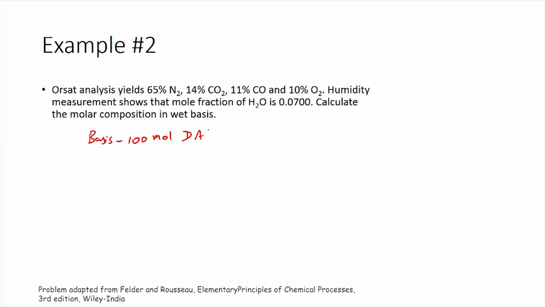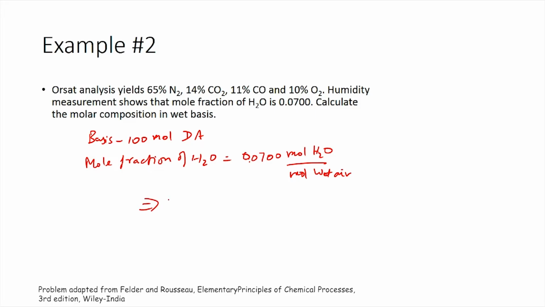So, based on the humidity data, we know that mole fraction of water is equal to 0.0700 moles of water per mole of wet air. So, this can be converted to moles of water per moles of dry air, because only then we will be able to use the values for the basis easily. So, we have the information for amount of water, which means the fraction of the other components in the wet air would be 0.930 moles of dry air per mole of wet air.